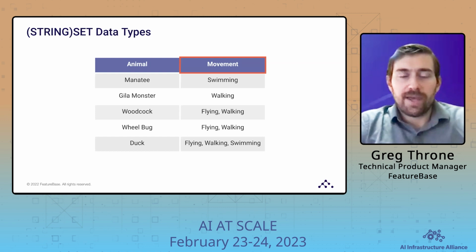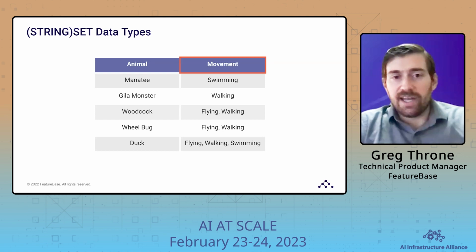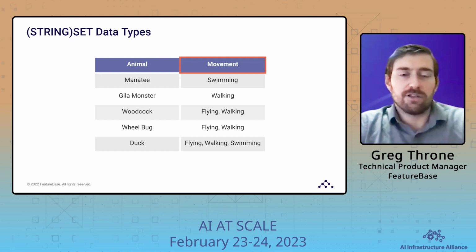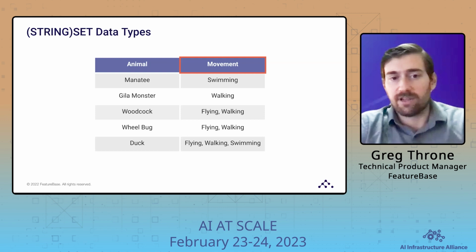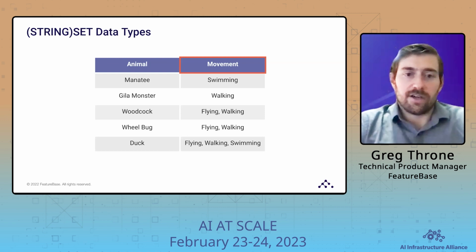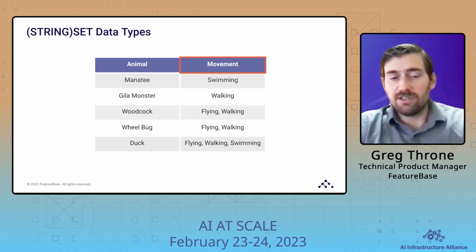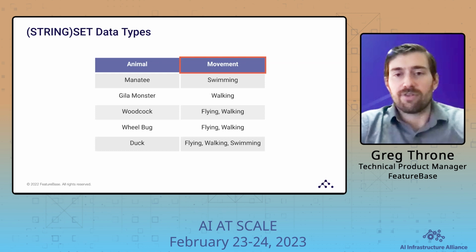So I'm going to bring us back to that example of animals. Previously we looked at what's your primary movement for that animal, but I think we all know animals can actually move around a couple different ways. So now we want to look at just the general types of movements of these animals. A duck, for example, right? We know a duck can fly, walk, and swim. It's not just one of the three. But we don't want to store a record for each one of those, right? So we don't want to store duck 3 times, one for each movement type. And that's what sets really enable, right? We can have a single record and multiple values for that one record.